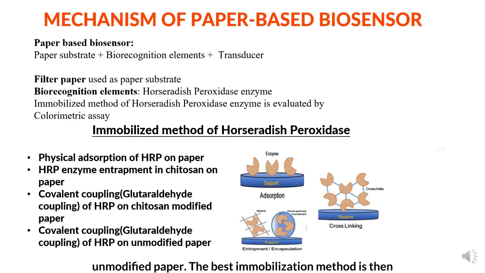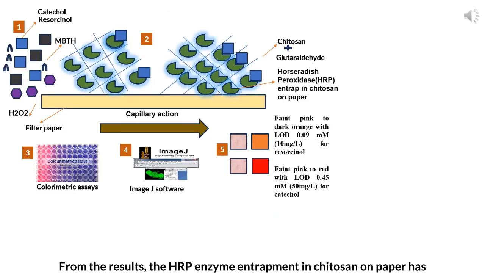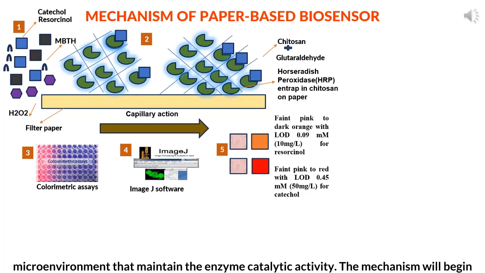The best immobilization method is then evaluated by colorimetric assay, which further analyzes the color intensity formed by phenolic compounds using ImageJ software. From the results, the HRP enzyme entrapment in chitosan on paper has been selected as it promised longer retention time and a better microenvironment that maintains the enzyme catalytic activity.